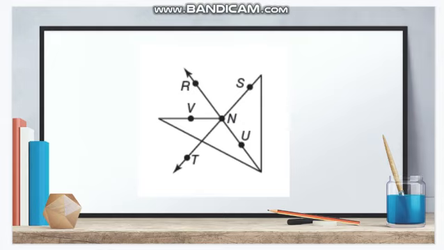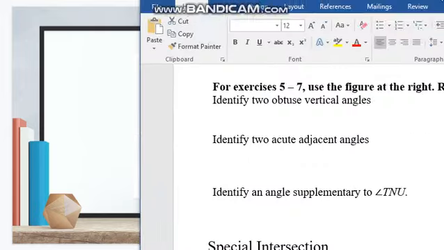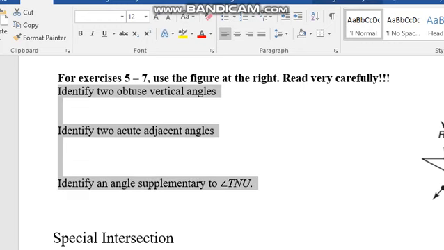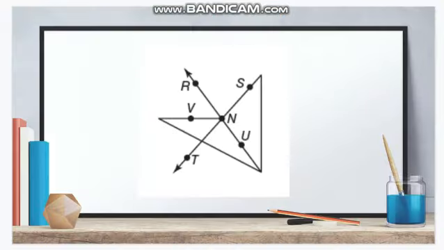Okay, so looking at the next page of your notes, we see this diagram, and there are a couple of questions they want us to answer about this diagram. So the next minute is going to be answering these questions right here. Our first question is to identify two obtuse vertical angles.